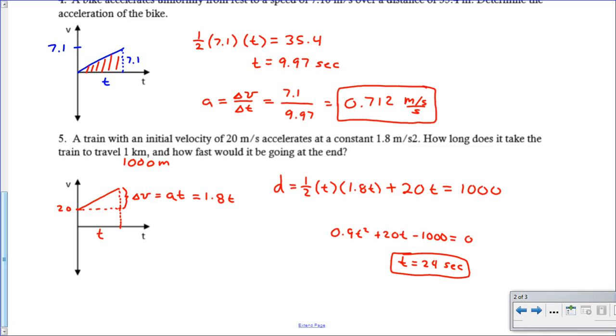So we can say our final velocity, which I'll call vf, equals our original 20 meters per second, that's our original velocity, plus 1.8 times our time, because it was getting 1.8 meters per second faster each second. So 1.8 times 24. Then you calculate that, and you should get 63.3 meters per second for your v final.